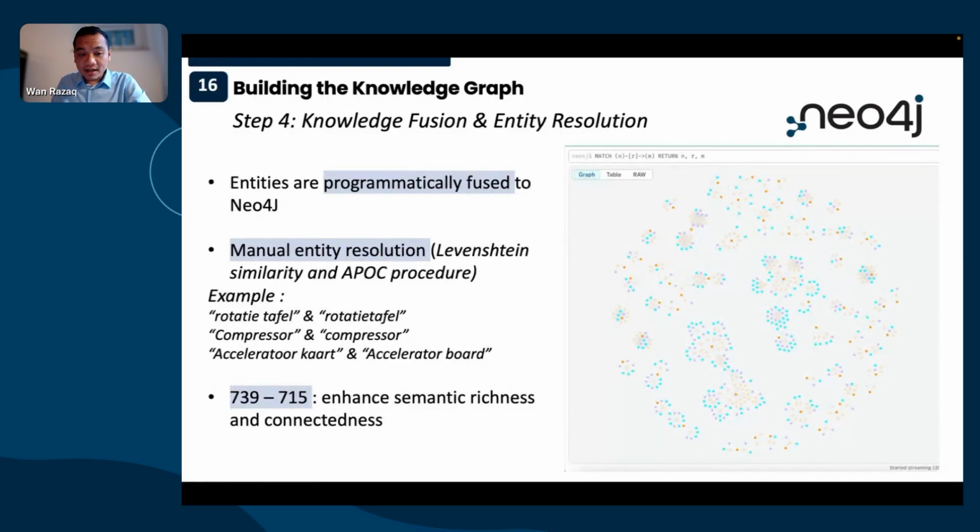So initially there were 759 entities. Now it's merged to 715, and it really enhances semantic vision and connectedness, because now all the symptoms and all the locations are really connected, and we can see connections that we didn't see before. So that's how the knowledge graph is really beneficial in this case.